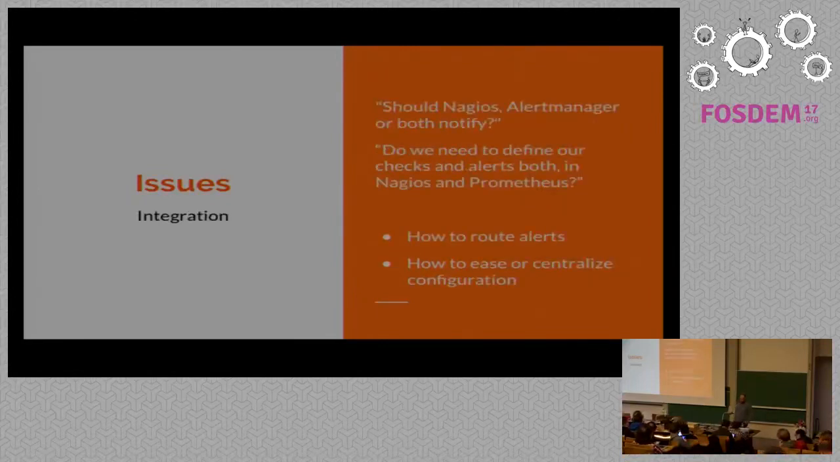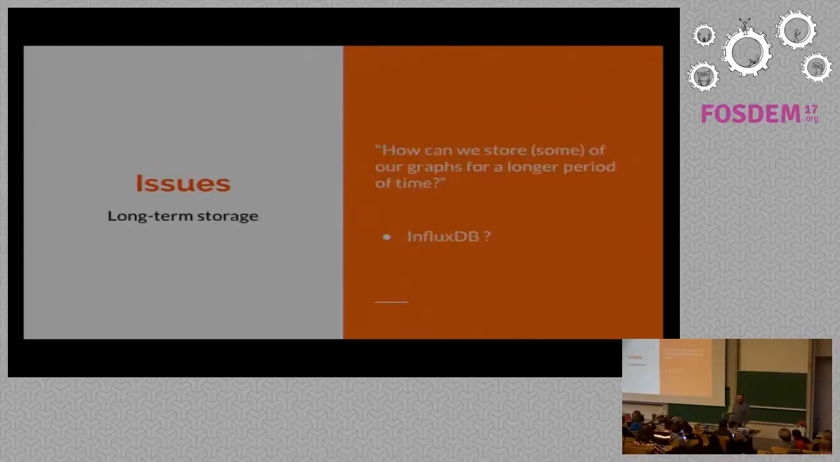Another issue, combining the traditional OMD and Prometheus: should Nagios alert, or should Alert Manager alert when we mix them? How do we get rid of an overhead of configuration? So when using Nagios, should we route through Alert Manager, or the other way around? Should we gather metrics through Prometheus and create Nagios alerts out of it? So this is kind of an open task too.